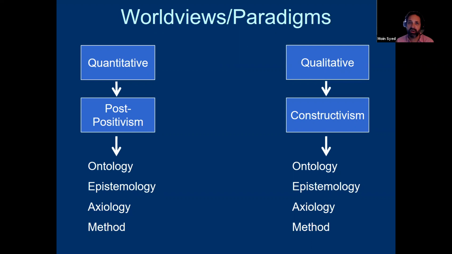Axiology is quite varied between these two approaches. Again, this is the role of values in the research process. Most post-positivistic work tends to really de-emphasize the role of values and suggest that research should be a completely neutral scientific affair, and the researcher's values should not be embedded in the work, although it's possible they might acknowledge that sometimes it does. The idea is that you should strive for it to not.